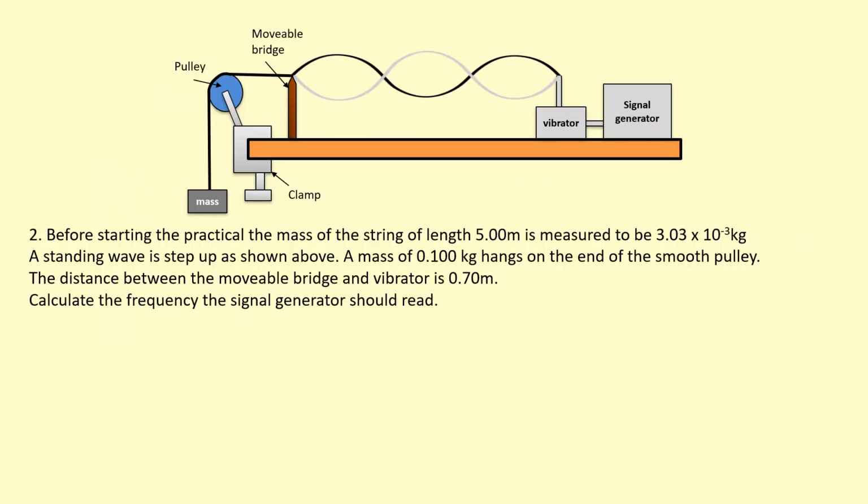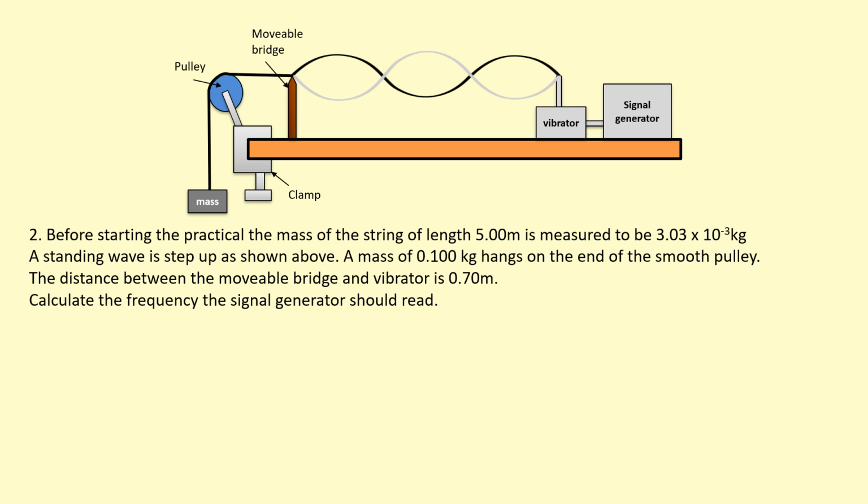Okay, in this example, before starting the practical, the mass of a string of length 5.0 meters is measured to be 3.03 times 10 to the minus 3 kilograms. A standing wave is set up as shown above. As you can see, that's the third harmonic. A mass of 0.10 kilogram hangs on the end of the smooth pulley. The distance between the movable bridge and the vibrator is 0.70 meters. Calculate the frequency of the signal generator.